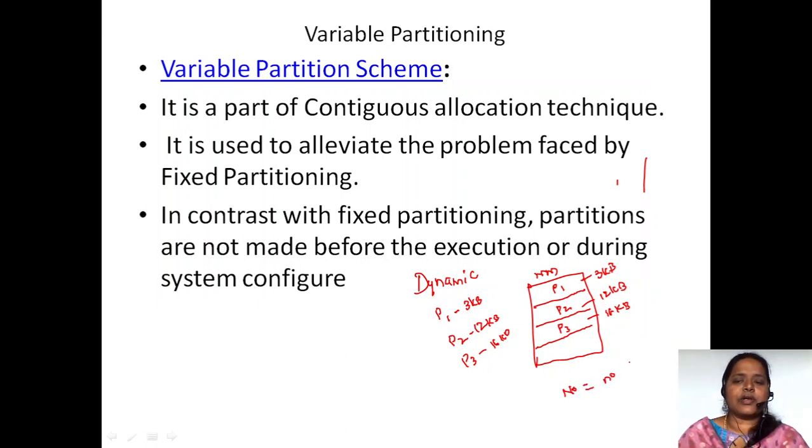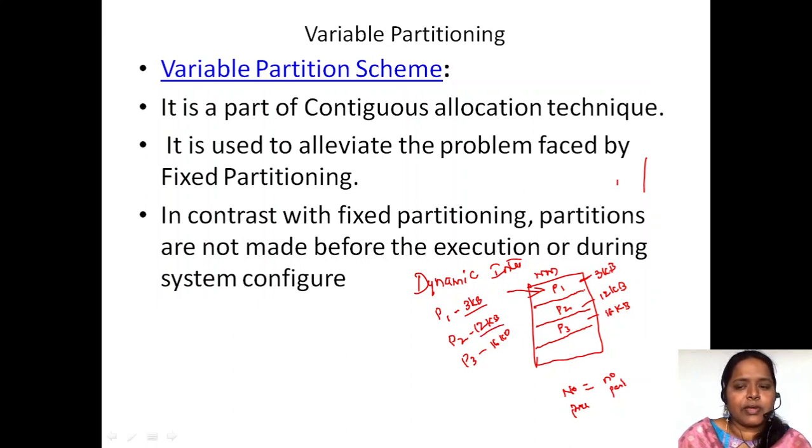Here there is no restriction on the partitions. During the runtime we allocate the memory; the partitions are not fixed before runtime. During the runtime, if a process needs 5 KB of memory, we occupy 5 KB of memory. So here we don't have internal fragmentation. Why? Because there is no space left over. P1 needs 3 KB, so we keep 3 KB only.